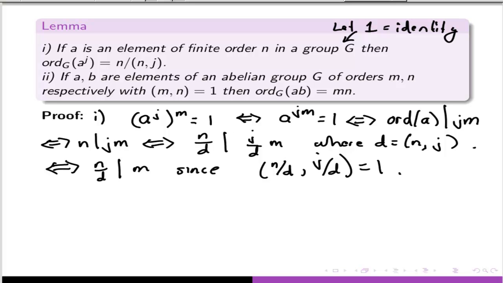Okay, so we're trying to find the exponents that yield the identity, and we've said the condition is that n over d must be a divisor of m. Therefore, the minimal such value of m is just n over d. So that's the order of A to the j: n over d, which is what we wanted to prove. Part 2.